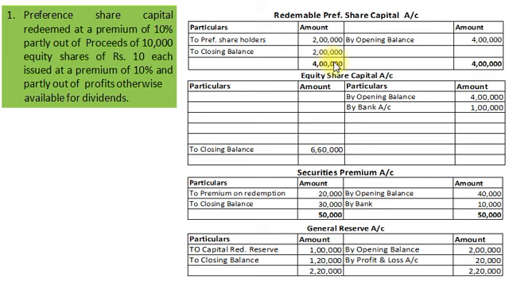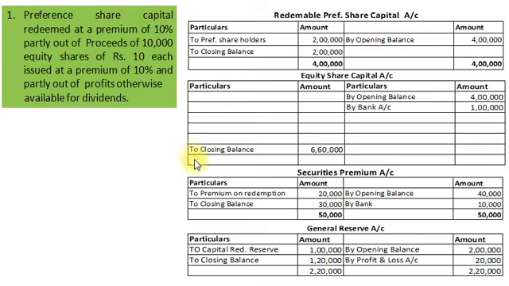Now for redemption purpose, the company issued 10,000 equity shares at 10% premium. So our accounting entry will be bank account debit 1 lakh 10,000 to equity share capital account rupees 1 lakh, to securities premium account 10,000. Our posting in equity share capital account credit side by bank rupees 1 lakh and securities premium account credit side by bank rupees 10,000.